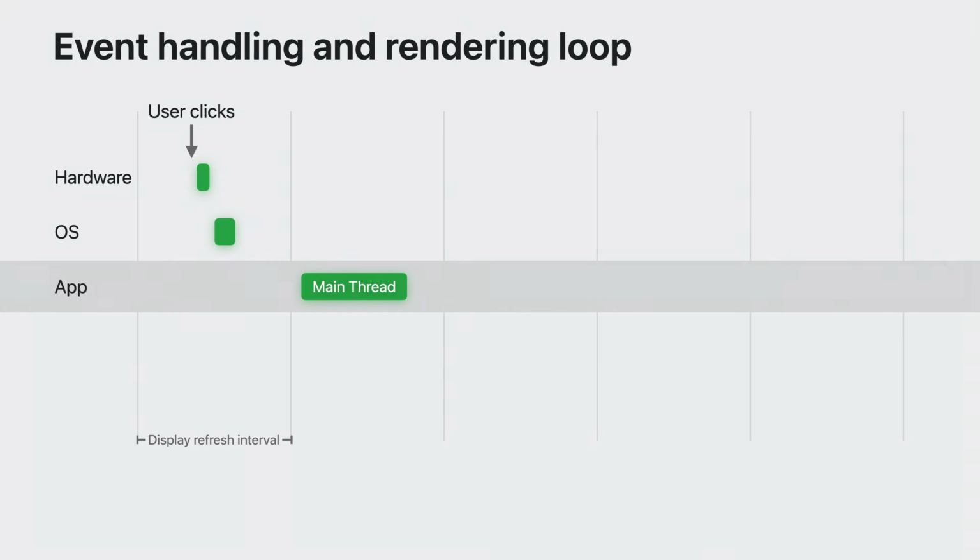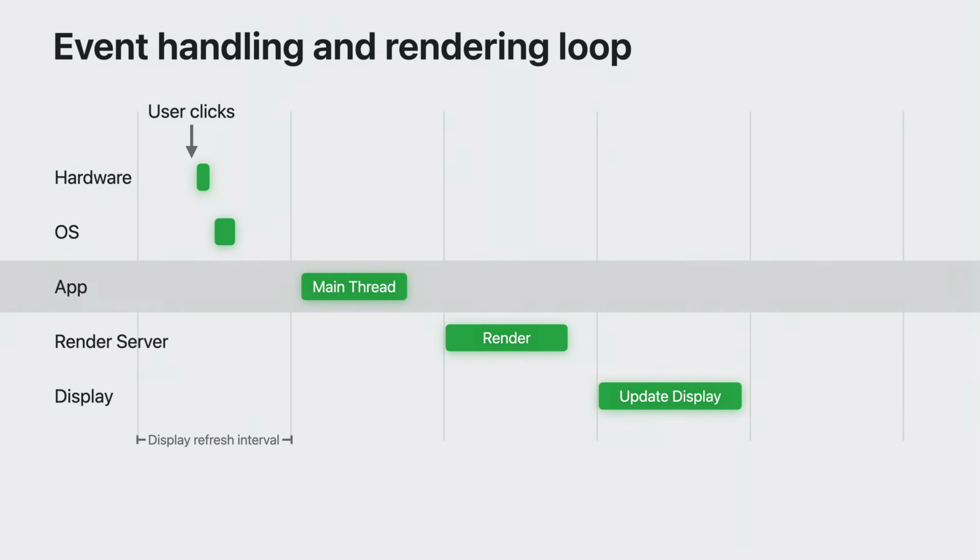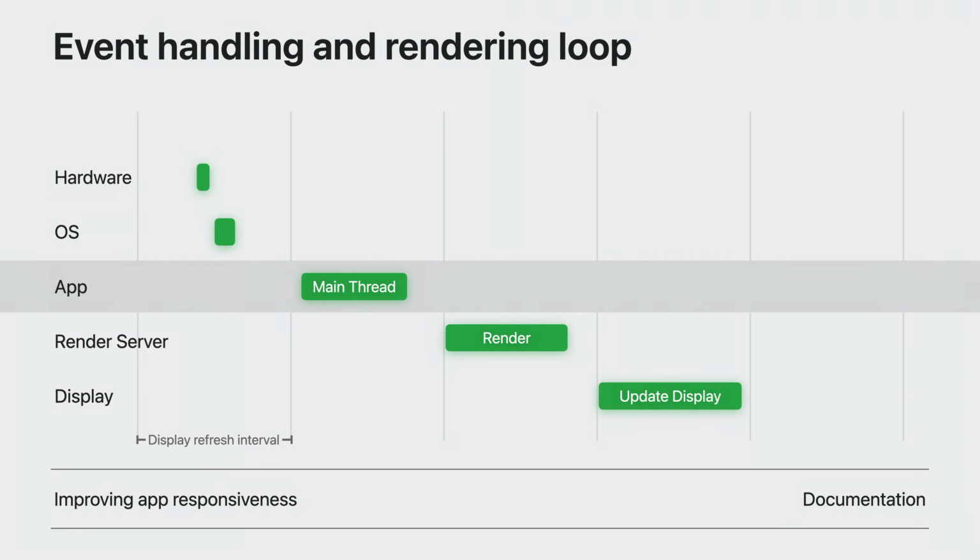This is where most of your UI code runs. It makes a decision how to update the UI. Then this UI update gets sent to the render server, which is a separate process responsible for compositing the individual UI layers and rendering the next frame. Lastly, the display driver picks up the bitmap prepared by the render server and updates the pixels on screen accordingly. If you want to know more about how this works, we cover this in the documentation under Improving App Responsiveness. For us, this rough overview is enough to understand what's going on.